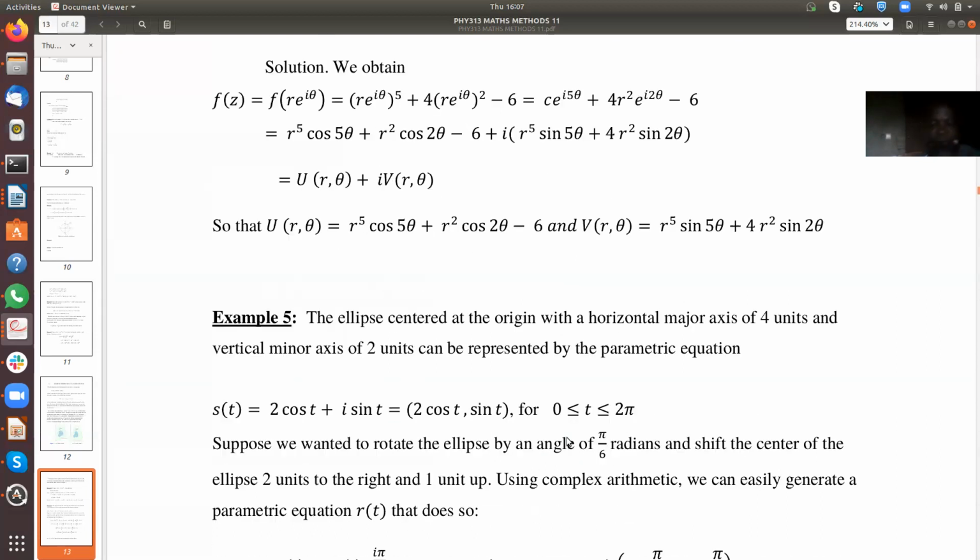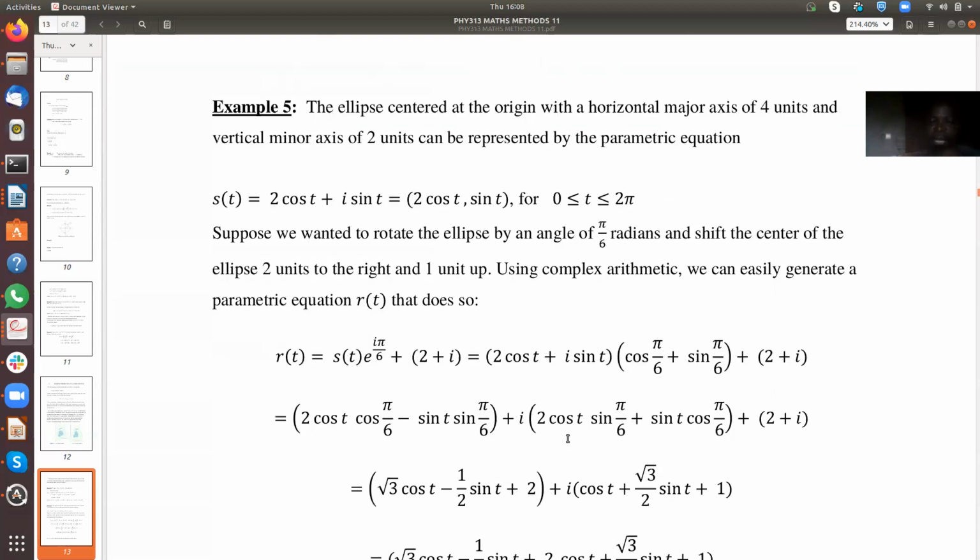There are other examples in this lecture note, which I expect you to try as much as possible to look into and solve.